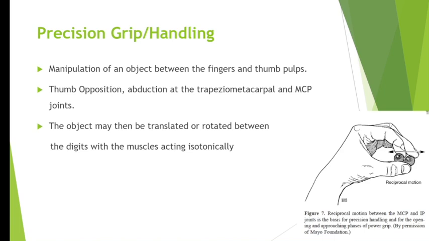But for the precision grip, which is also called precision handling, the manipulation of the object is between the fingers and the thumb pulps only, not the palm. Here, initially the thumb has to oppose and abduct at the first CMC joint and the MCP joint and try to hold the object, and then it can be translated or rotated between the digits. Here the muscles have to act isotonically. The length remains the same, but the tone remains the same.